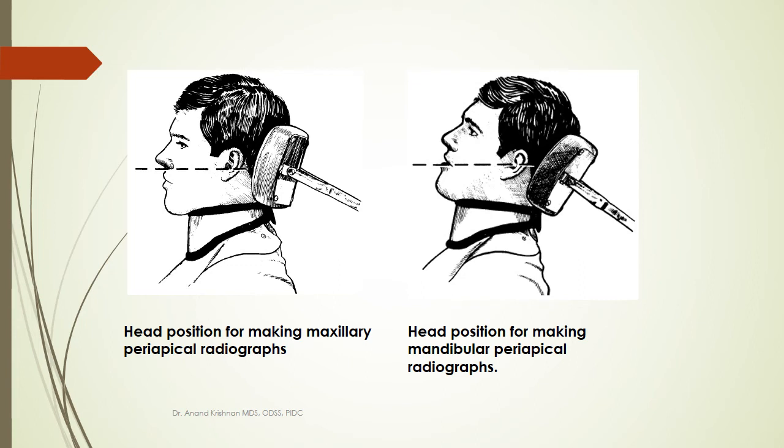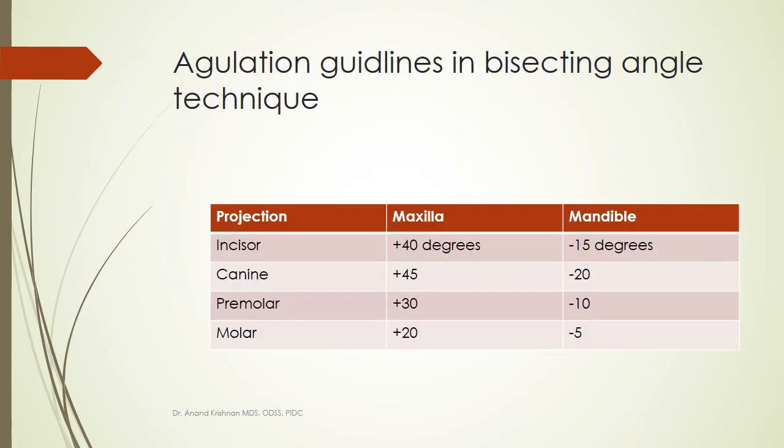So remember these 3 points. One is positioning of the film, second one is positioning of the head. Now the third one, what we are going to see is the tube positioning. So for tube positioning, I told you how to do the horizontal angulation. The horizontal angulation is determined by passing the central rays through the interdental spaces, right? I told you the vertical angulation is graduated, and for this graduated vertical angulation, there is a predetermined value.